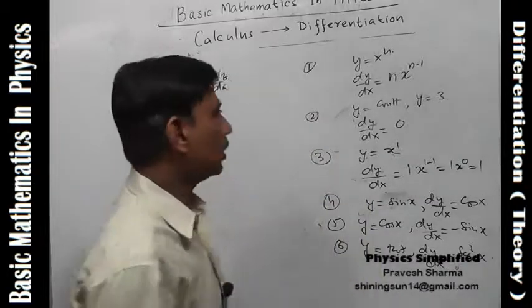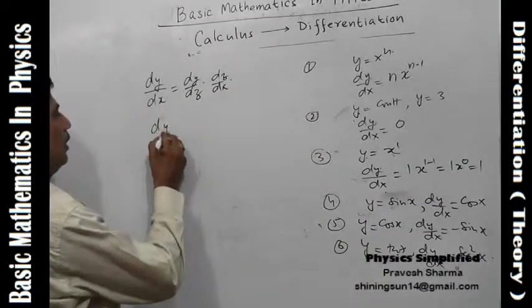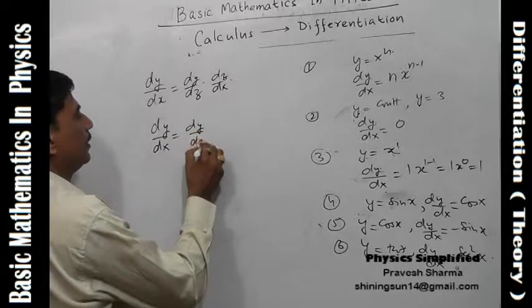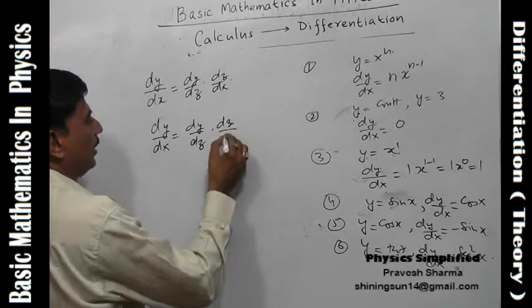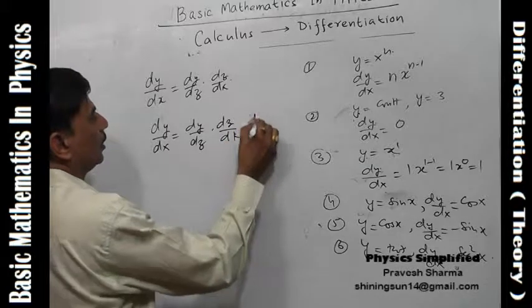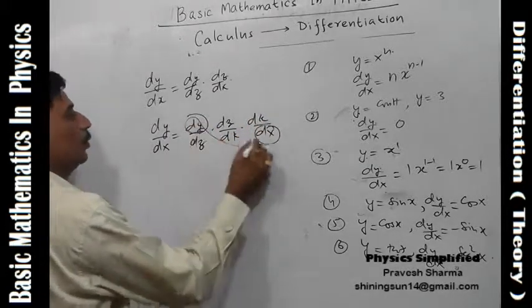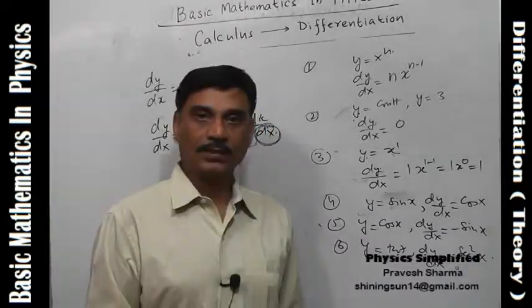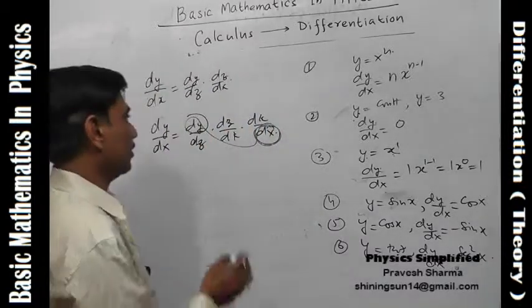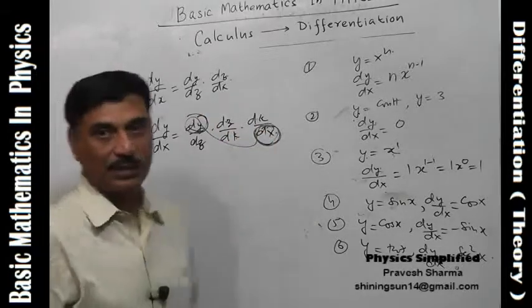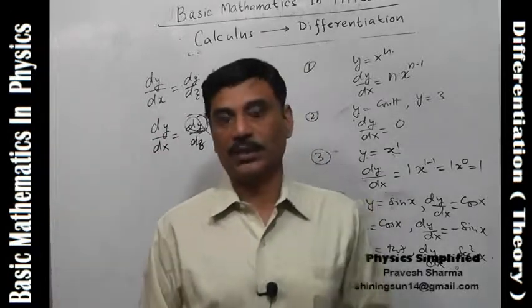The chain rule can also be written like this: dy by dx is equal to dy by dz into dz by, let's say, dk into dk by dx. So finally, you will get dy by dx. Just for the convenience of remembrance, you can say this will go up, this will go up, and finally dy by dx will survive. That is how you can remember it.